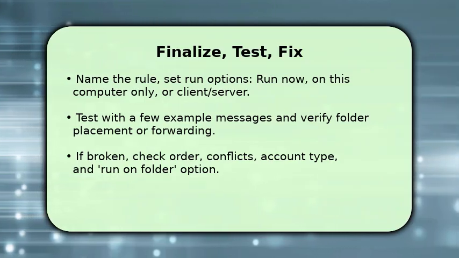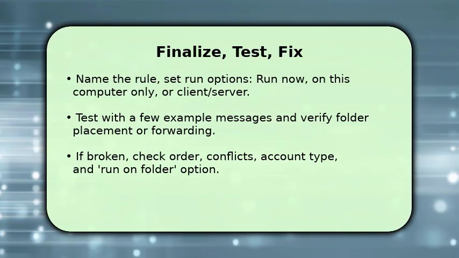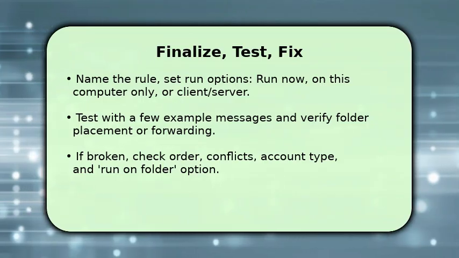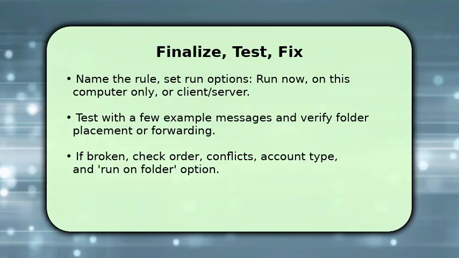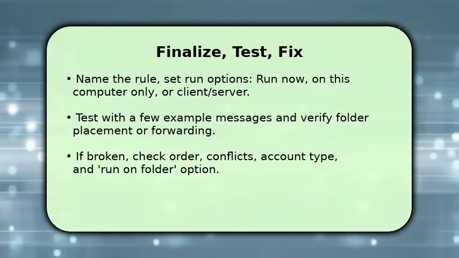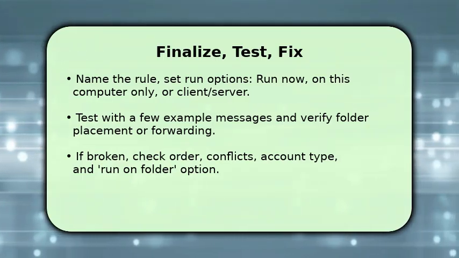Adjust as needed. If things go wrong, check the rule order, look for conflicting rules, confirm the account type supports server-side processing, and make sure the rule is enabled for the correct folder. That troubleshooting step usually resolves most failures.